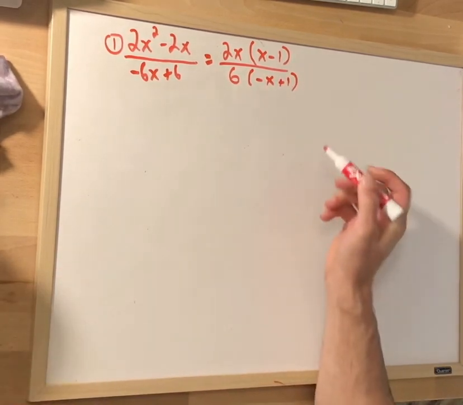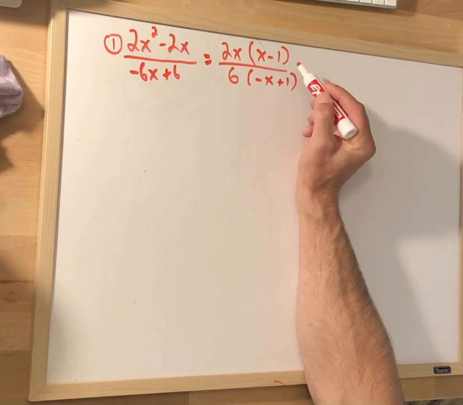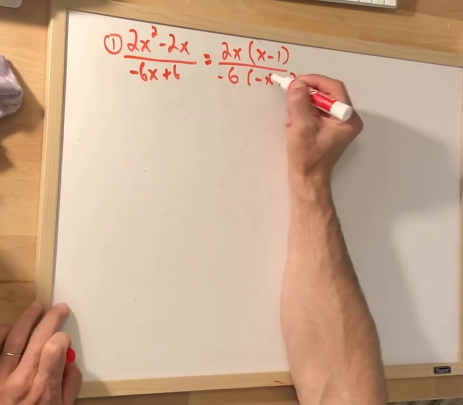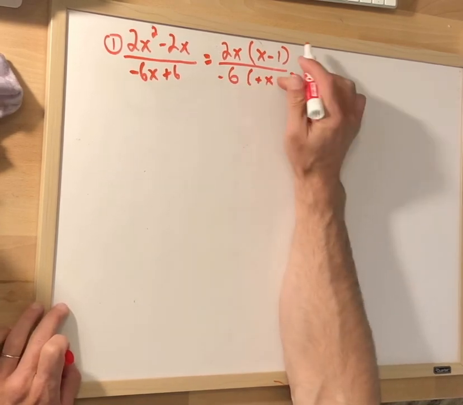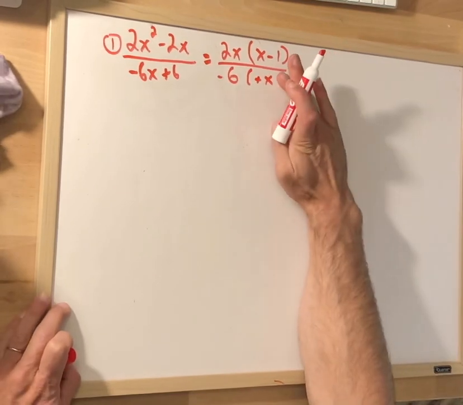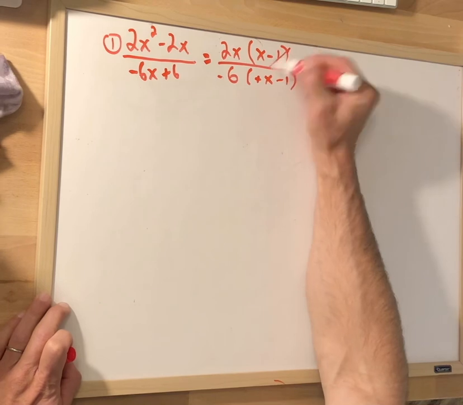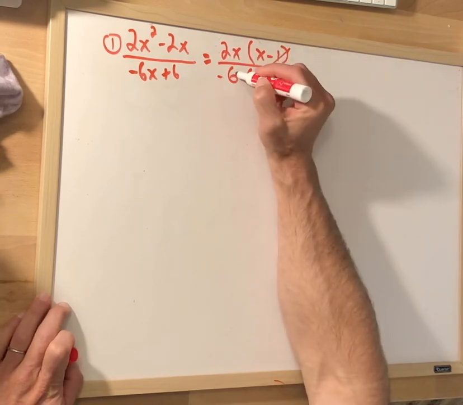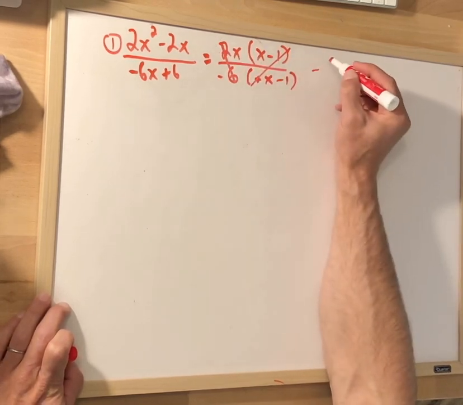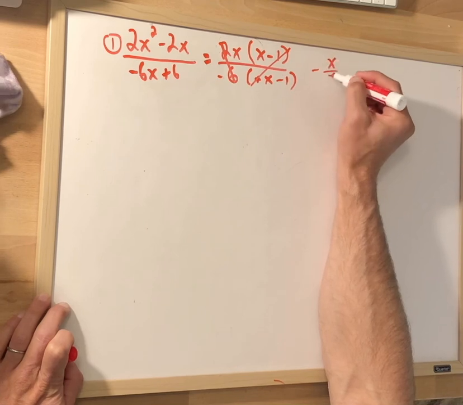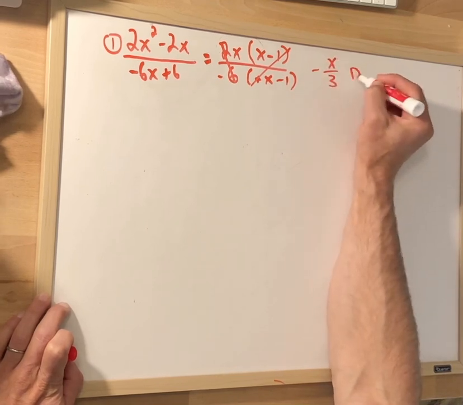Okay, now look, these are almost the same. So if I made this, let's just say a negative 6, this would be a positive and this would be a negative. Therefore, the positive x and the negative 1 would cancel out. 2 divided by negative 6 is negative 1/3, which is negative x over 3, which is letter choice D.